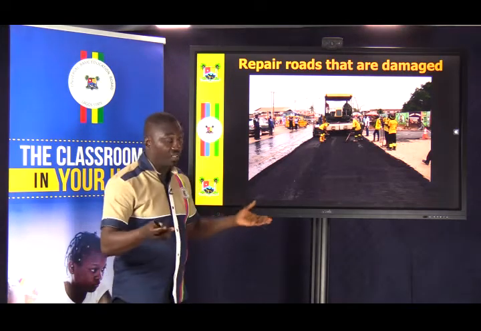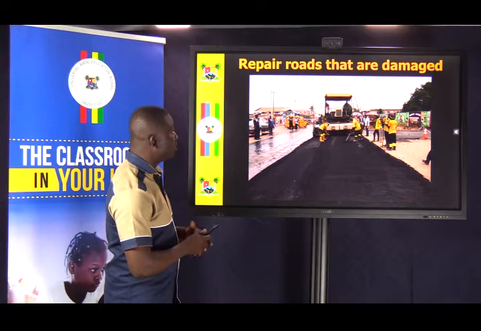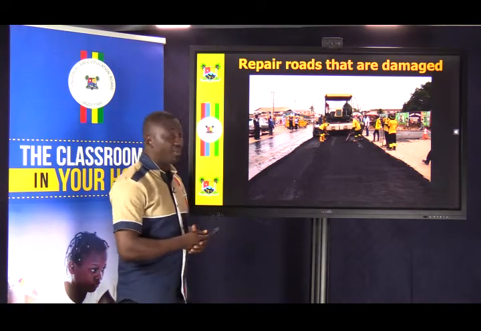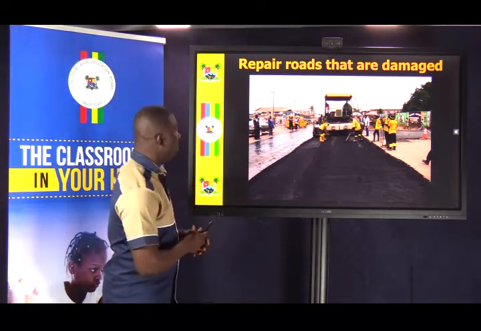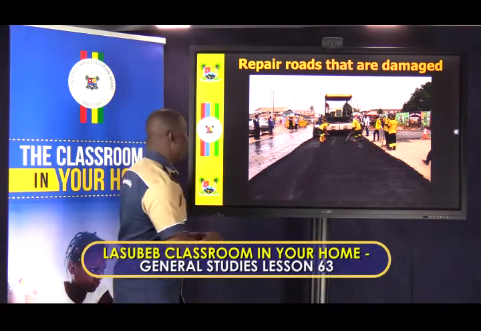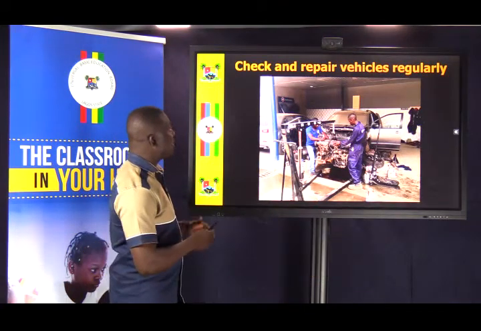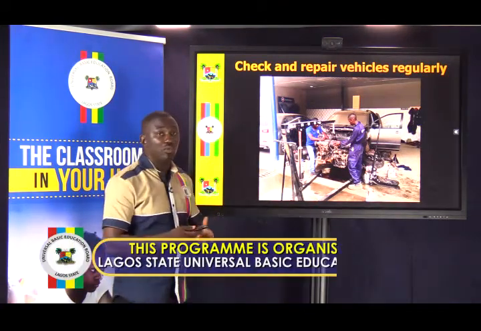Also, another way we can prevent road accidents is by repairing roads that are damaged. And this is to the government. Where there are potholes, the potholes should be what? Should be repaired. So all roads that are bad should be repaired so that we will not have accidents on our road, okay?